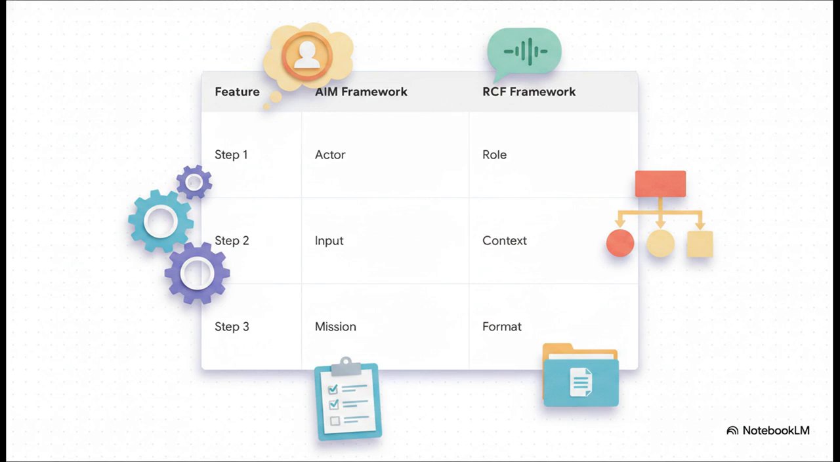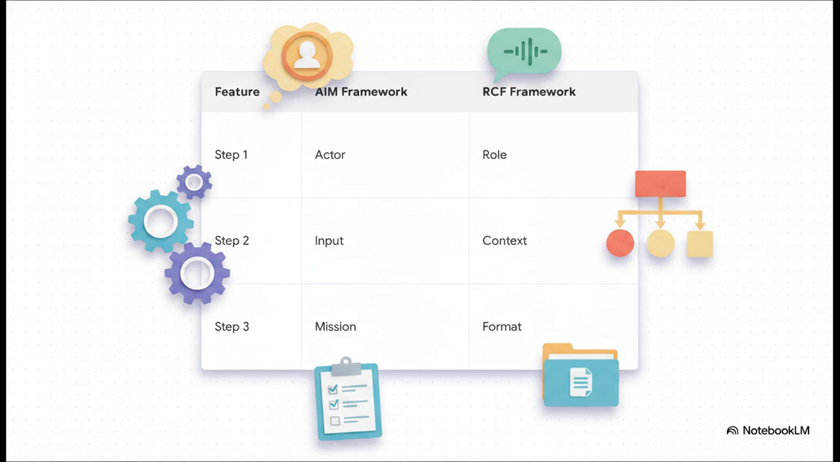Now, to guarantee you always get amazing results like that, you should be using these repeatable cheat codes for your daily work. First up, the AIM framework. That stands for Actor, Input, Mission. Step 1, tell the AI who to act as. Step 2, give it the background, input, or data. Step 3, state the exact mission it needs to accomplish. Boom.